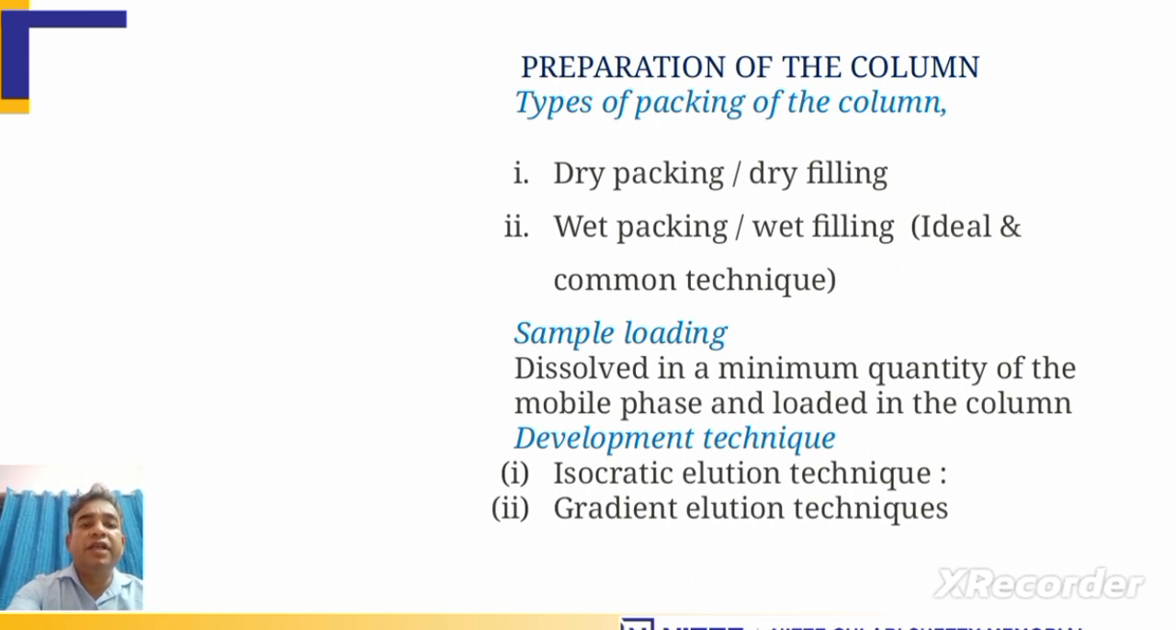The sample loading is also a technique involved in this. When you don't load the sample properly, there may be a concentration of the sample at a particular place in the column. If it is too concentrated at one place and the other side is empty, the migration of the sample in the column will not be proper, right?